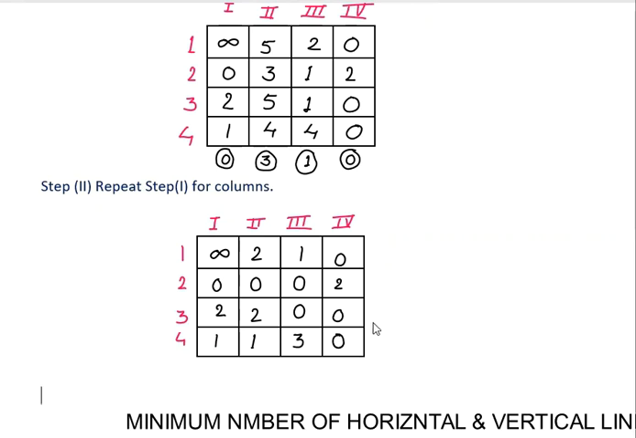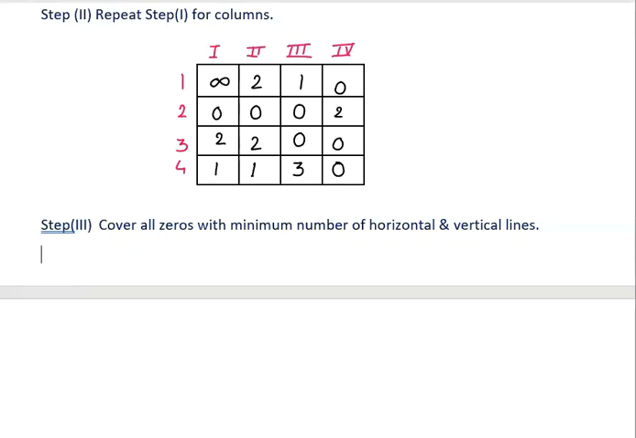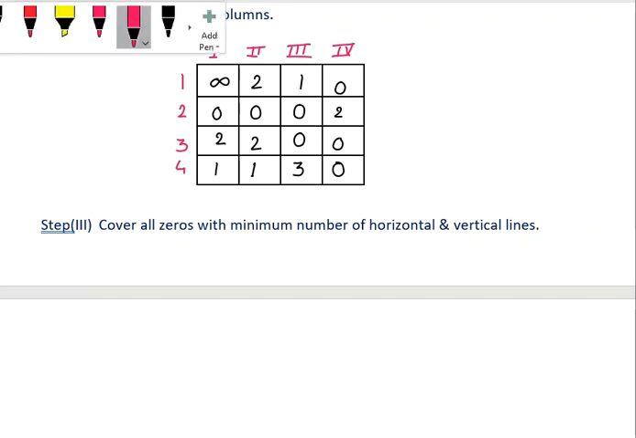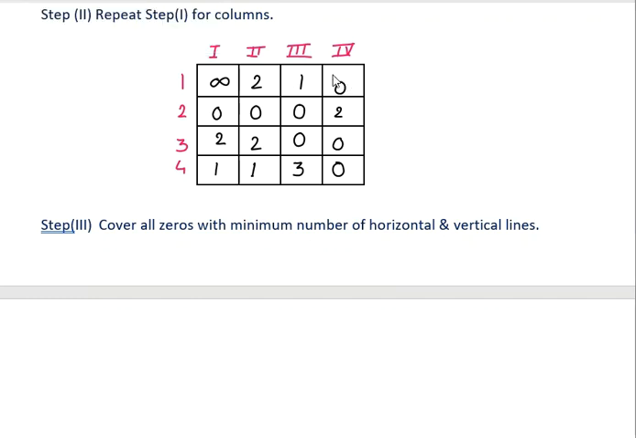Now apply step 3. Cover all zeros with minimum number of horizontal and vertical rows. Look at the rows containing single zero and make an assignment. So in the first row, there is a single zero. So we make an assignment in this cell in the first row, and when we make an assignment in a row, we have to draw a vertical line.